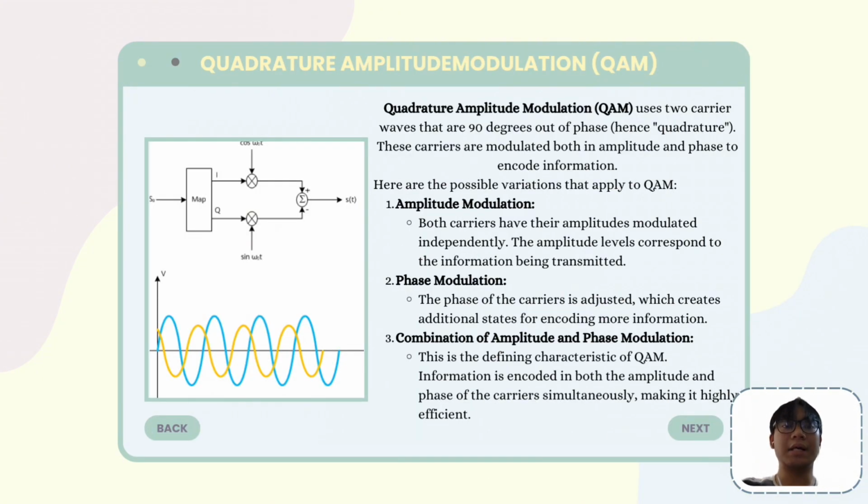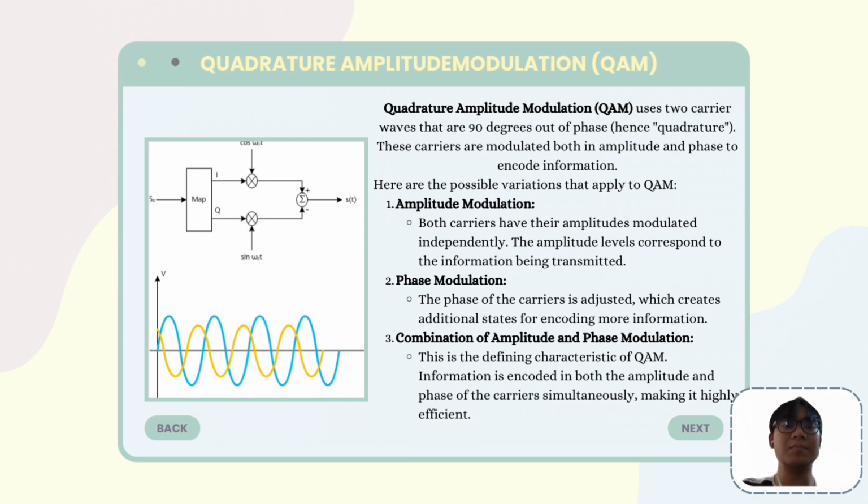So what is quadrature amplitude modulation? It is used to carry waves that are 90 degrees out of phase, hence quadrature. These carriers are modulated both in amplitude and phase to encode information. Here are the possible variations that apply to QAM, that is quadrature amplitude modulation. So, amplitude modulation: both carriers have their amplitude modulated independently. The amplitude level corresponds to the information being transmitted.